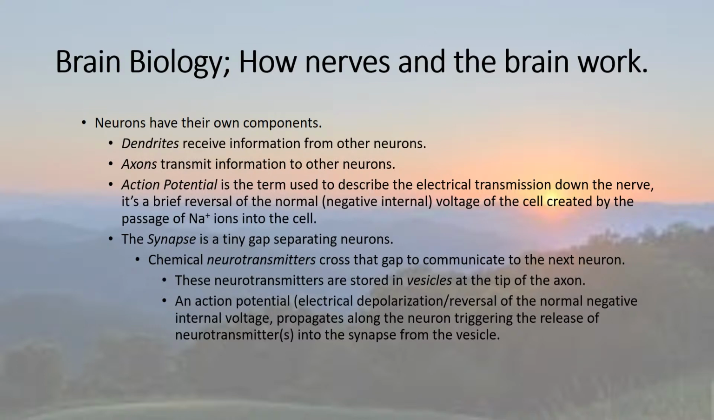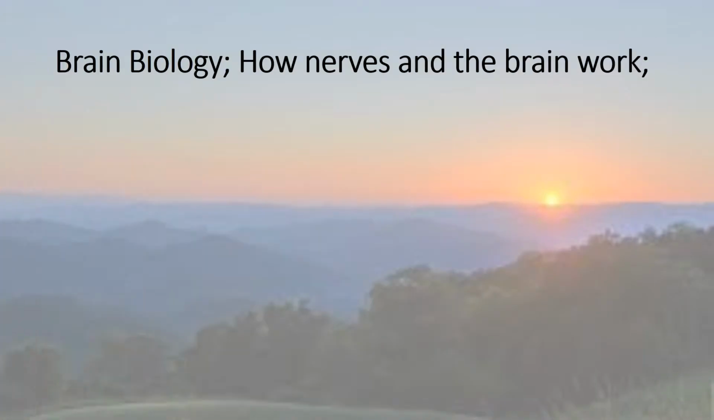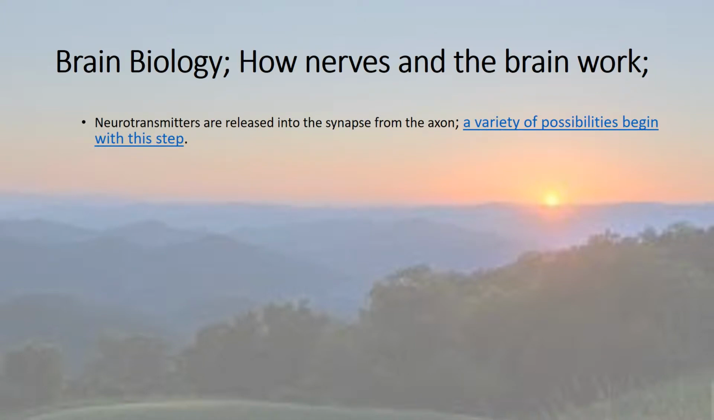An action potential, or electrical depolarization, a reversal of the normal negative internal voltage, propagates along the neuron, triggering the release of neurotransmitters from the vesicle into the synapse. This action potential moves down the axon in a wave-like manner, with depolarization happening, and then immediately behind that, repolarization to restore the normal voltage to the cell. New neurotransmitters are released into the synapse from the axon. From this, a variety of possibilities will ensue.